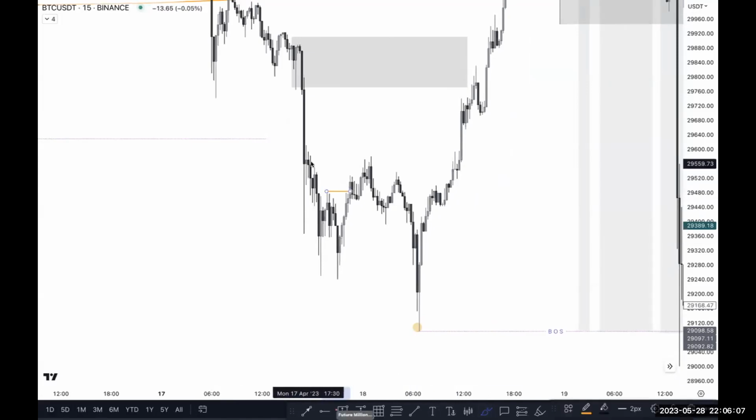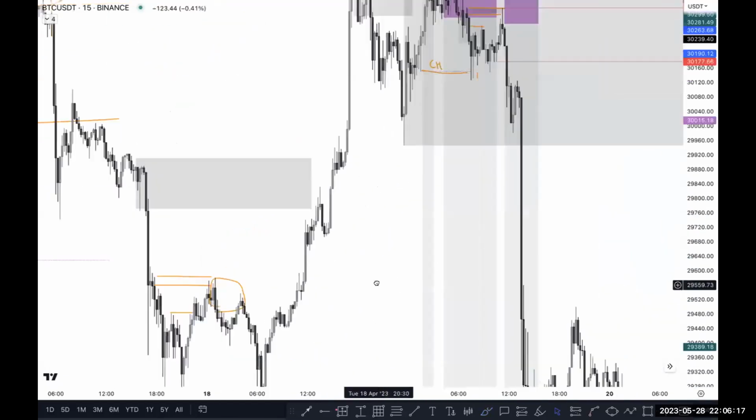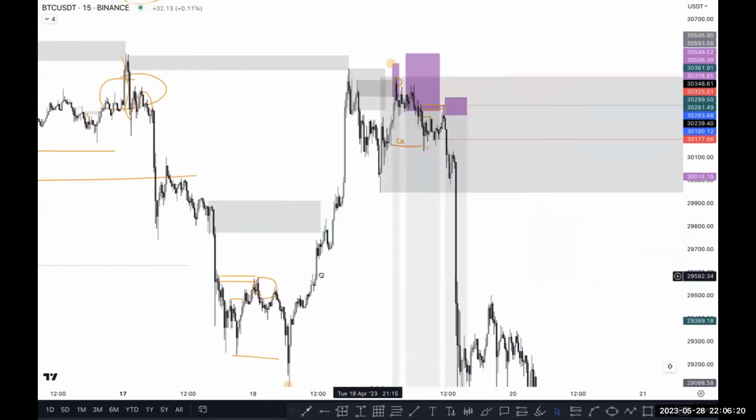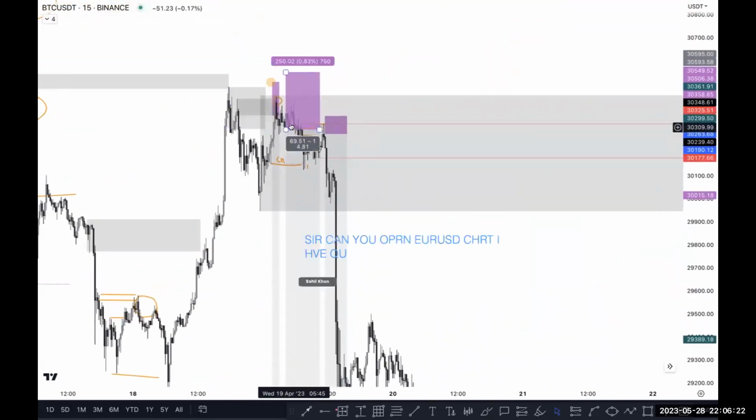Inducement, single candle order block mitigation, tap here, push downside. Take this low as a target. Tap here, same thing happening here.